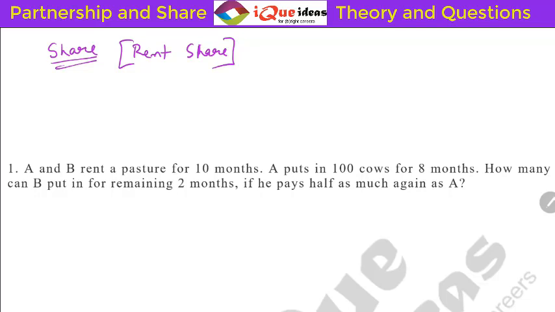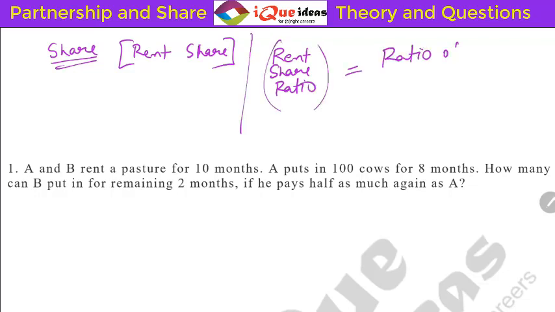Now here, let's take up the first example to understand that, but I'll just give you the theory. The rent share ratio. See, why do we do this with partnership? Because the logic of sharing is the same. Rent share ratio has to be equal to the ratio of product of number of people or number of animals or whatever number, into the time. Product of number into the time.